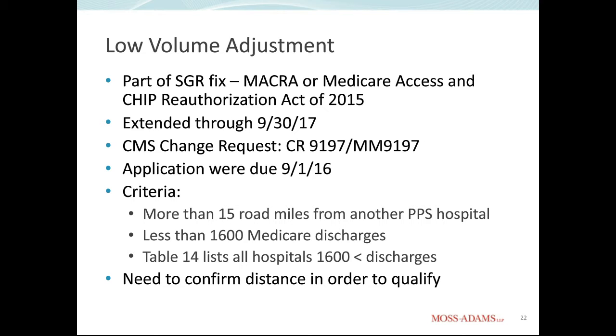What we are seeing is that this is occurring in off-cycle rulemaking, meaning that it doesn't appear as much in the Federal Register as it is as a rider to other legislation that continues to extend this. And it's a big benefit. I mean, we have some facilities here in the state of Oregon and Washington where this specific adjustment is anywhere from $500,000 to $800,000 a year in additional reimbursement. So very important that if you're eligible, you continue to submit your application for the LVA.